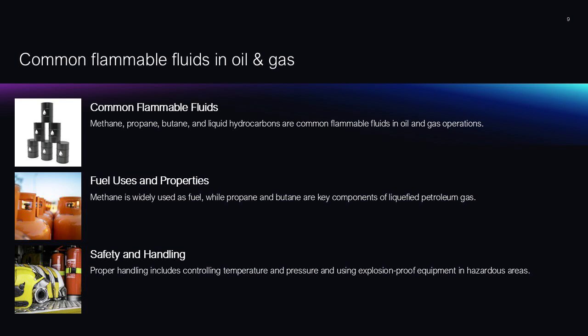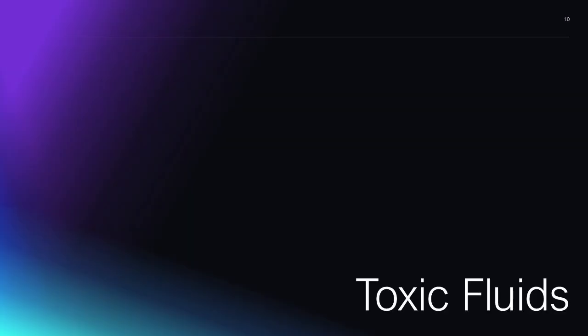Crude oil contains a mixture of hydrocarbons with varying flash points, making it a significant fire hazard during storage and transport. Each of these fluids requires specific handling procedures to minimize risks, such as maintaining appropriate temperature and pressure conditions and using explosion-proof equipment in hazardous areas. Definition and characteristics of toxic fluids. Common toxic fluids in oil and gas.